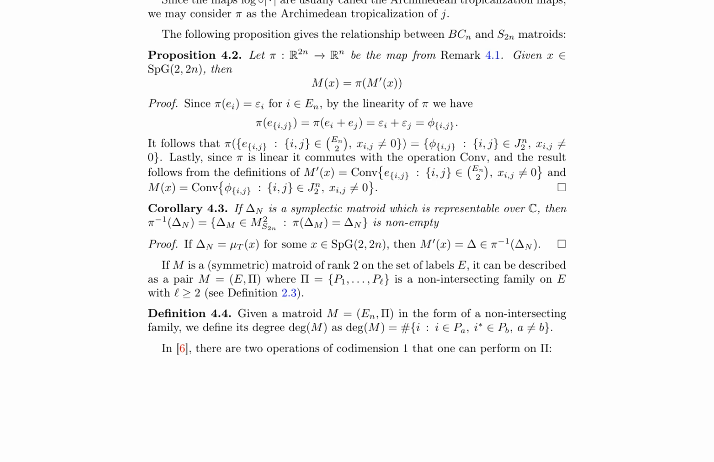A symmetric matroid M equals E, pi is defined as a pair consisting of a set of labels E and a non-intersecting family pi of subsets of E. The degree deg M of a matroid M is defined as the number of indices I such that I is an element of PA and I is an element of PB, where A does not equal B. Additionally, two operations of codimension 1 that can be performed on pi are mentioned, as discussed in 6.